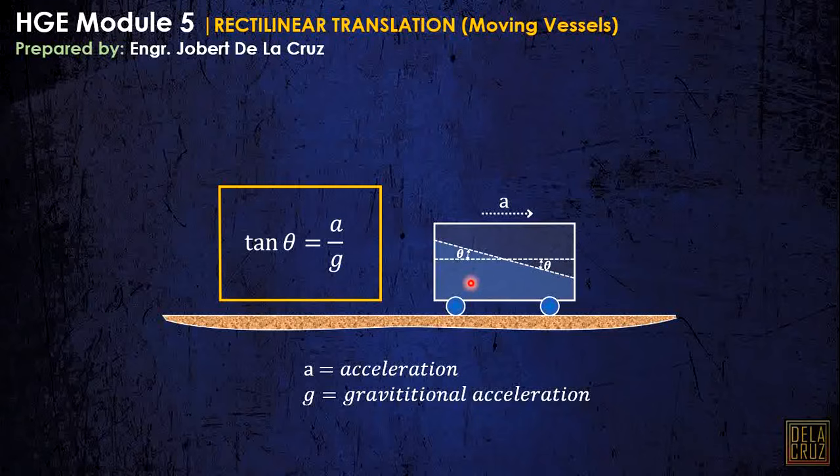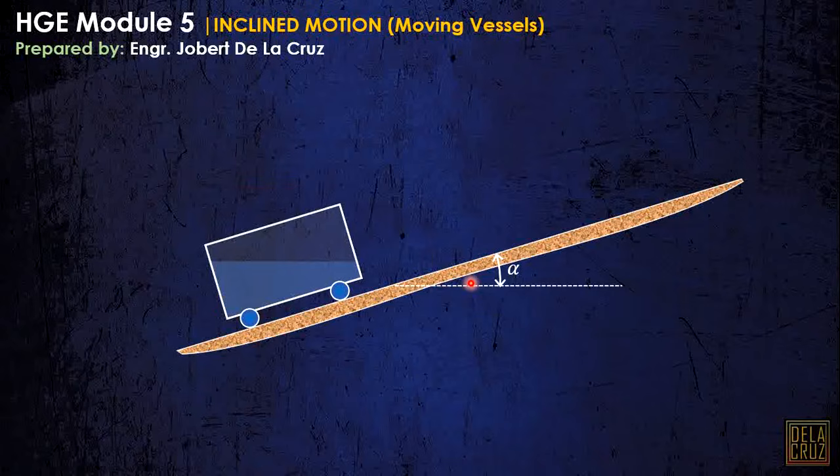Okay? Now, if that vessel naman will be moving towards an inclined plane, let's say that the inclined plane is at angle alpha with the horizontal. Of course, this water is also at angle alpha, no? I mean, this water level, horizontal yan initially. Now, that water level will also be at angle alpha with this ating horizontal plane.